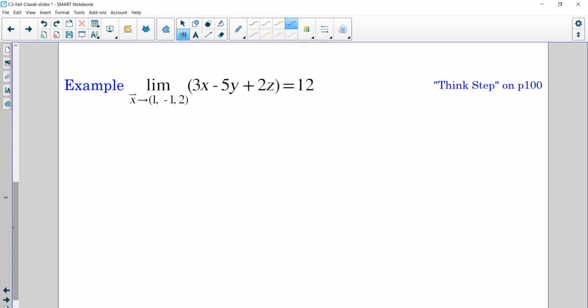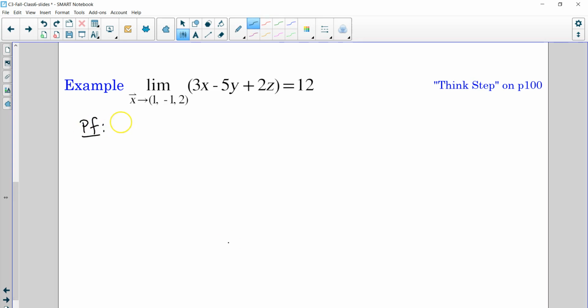In any case, the think portion, which establishes the delta that we choose, is described on page 100 of the textbook, onto page 101. So I would recommend that you maybe pause the video and look through that think step and figure out why we're choosing this value of delta that we do in the proof.